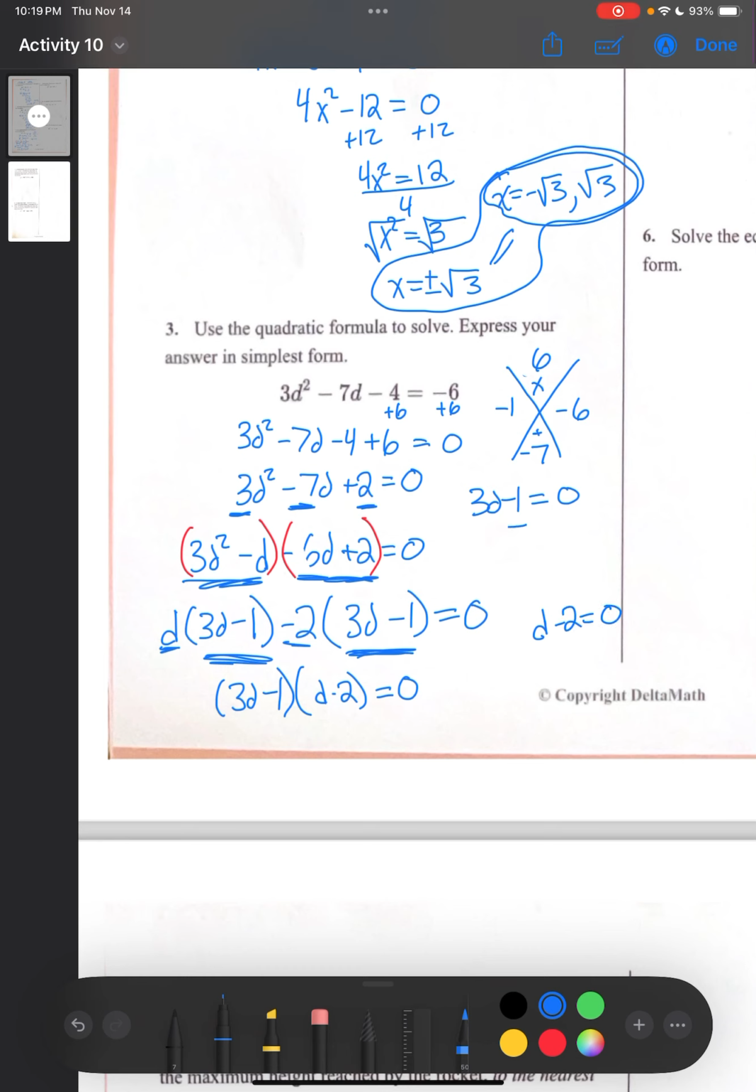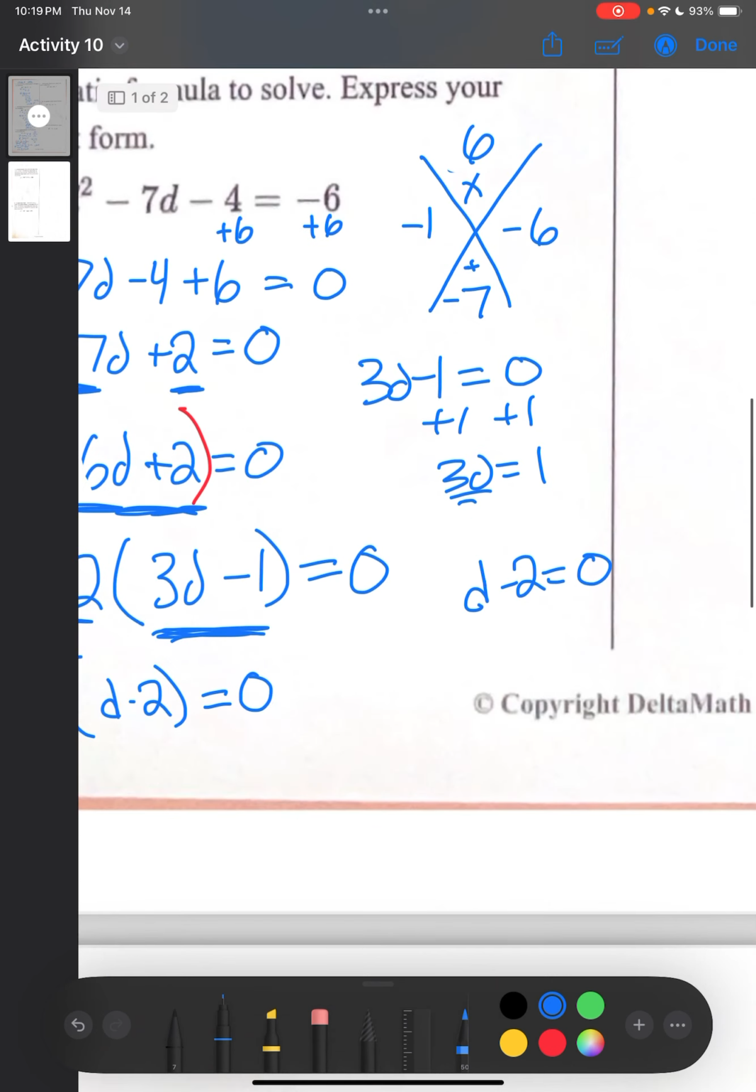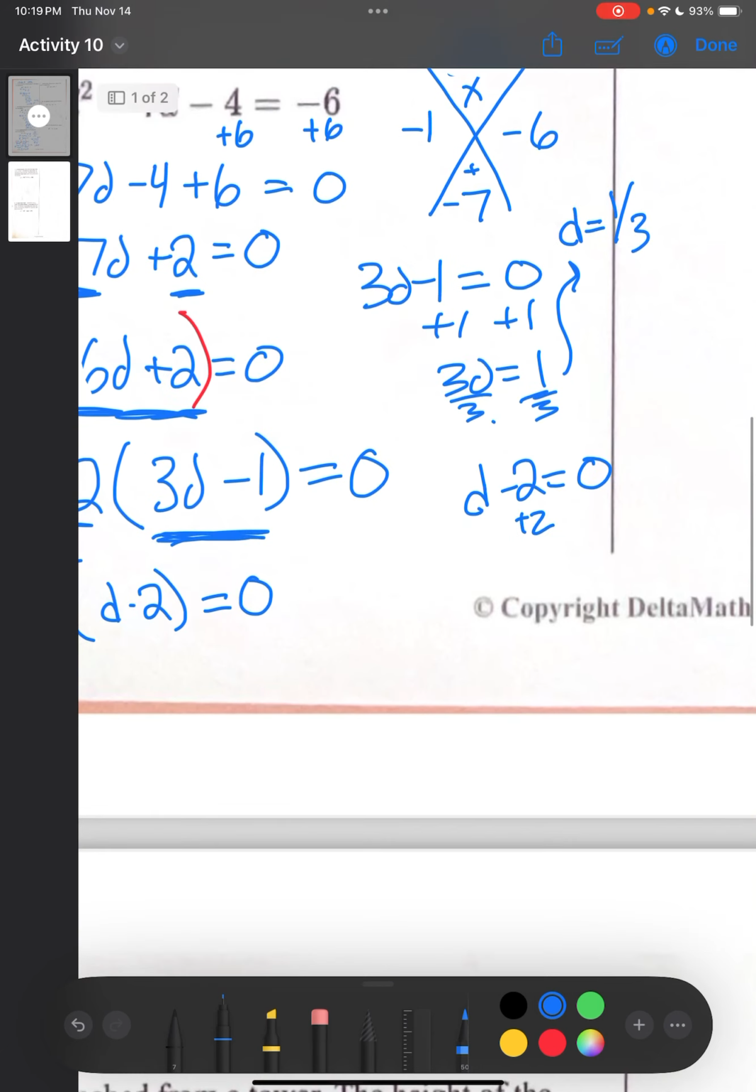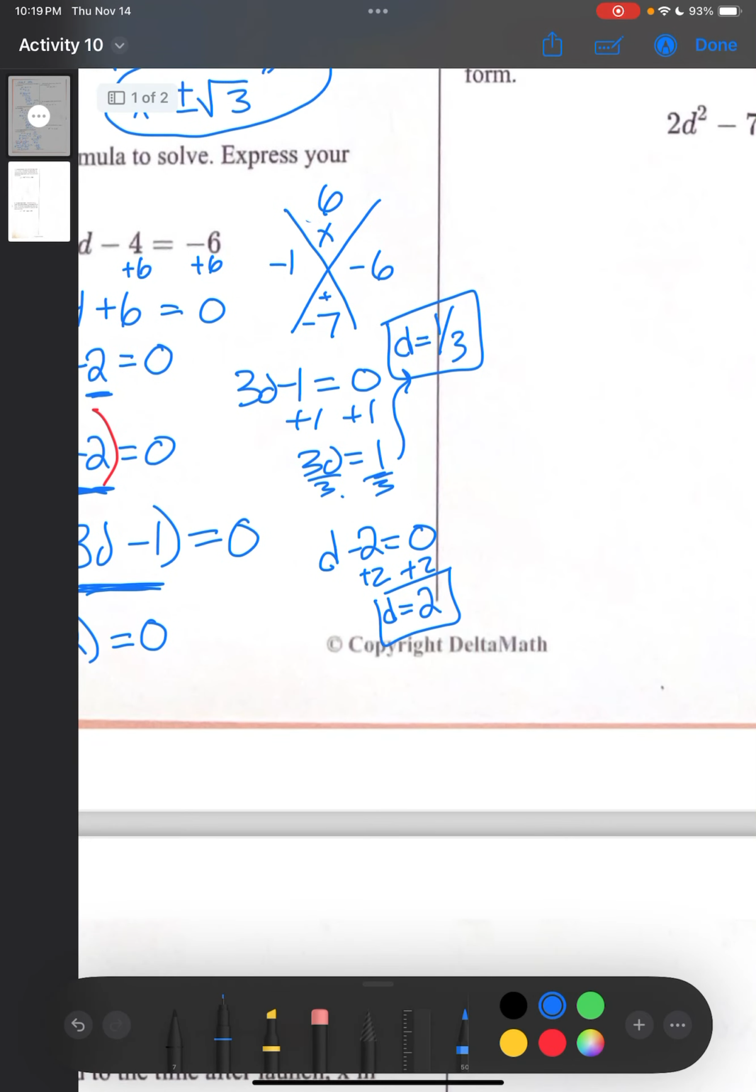With this first one, add 1 to both sides. We get 3d equals 1. And this is where you would divide by 3, right? Then you are given, I'm going to move it up here so you don't get confused, d equals 1/3. And over here is the simple one. You just add 2, so d equals 2. These are the two answers here. So you should get d equals 1/3 and d equals 2.